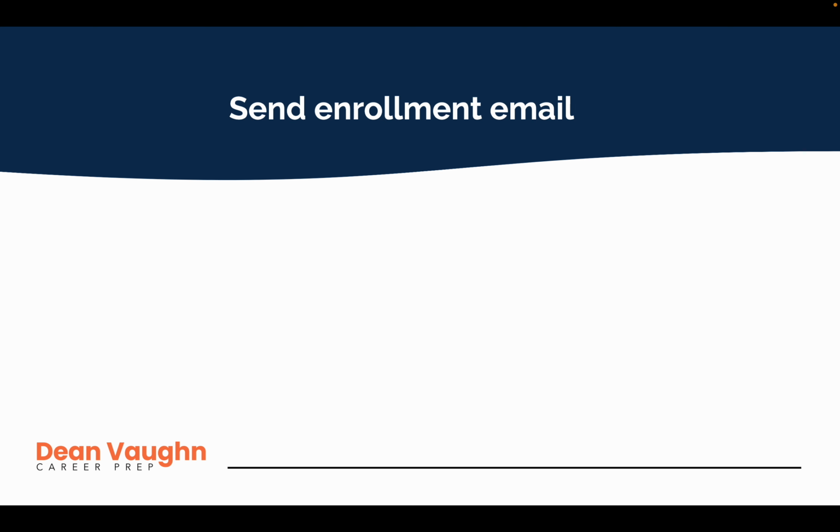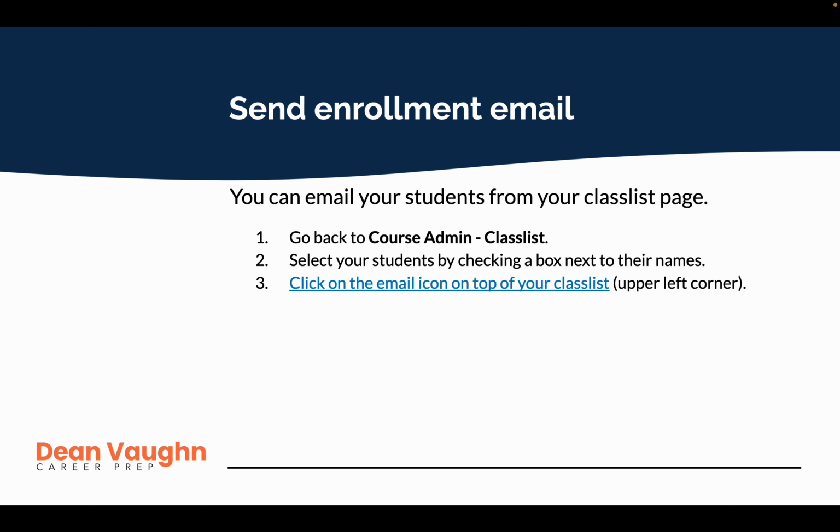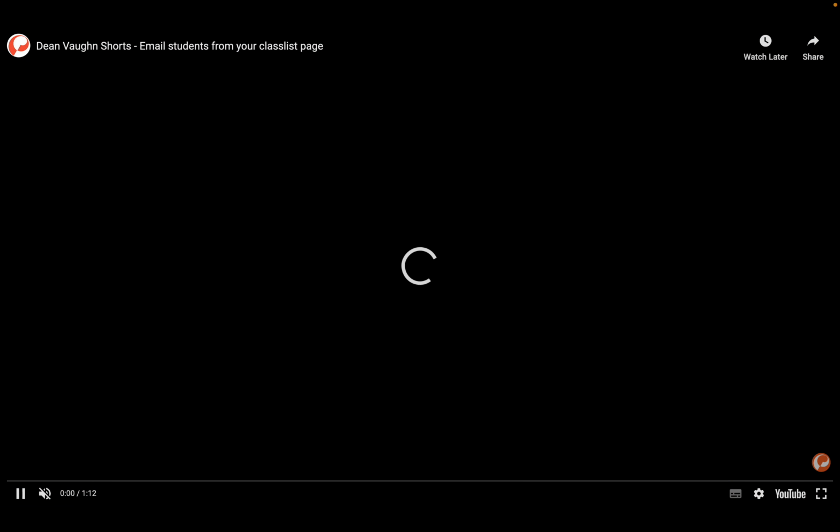Once you've enrolled your students, you can also send them an enrollment email. So here's how you would do that. You would go back to course admin class list, select the students you wish to email by checking a box next to their names. You should click on the email icon on top of your class list. When a new window opens, you should edit the subject line and the body of the email, and then click on send. So here's what that looks like.